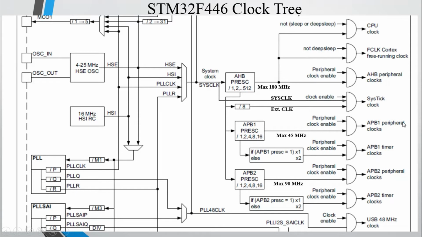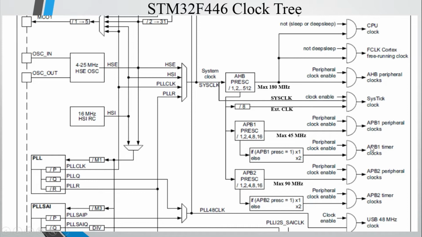Here you can see that again 2 APBs are there in 476, known as APB1 and APB2. APB2 is operating at higher speed when compared to APB1. So the fastest bus is AHB, operating at 180 megahertz. The next faster bus is APB2, which can operate at a maximum of 90 megahertz. And the lowest speed bus is the APB1 bus, operating at a maximum of 45 megahertz.